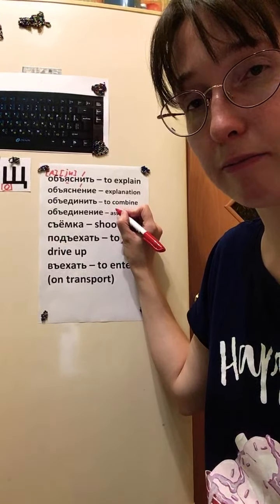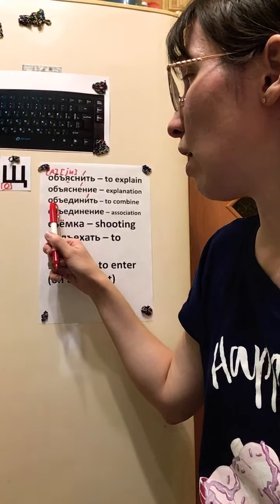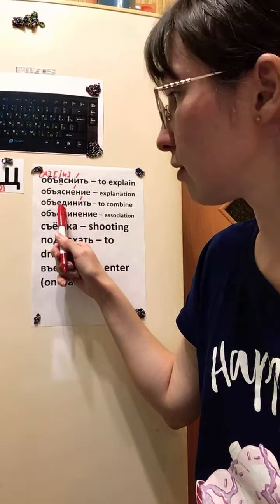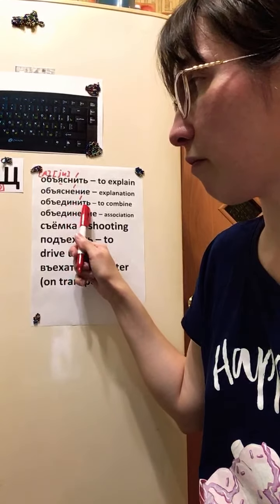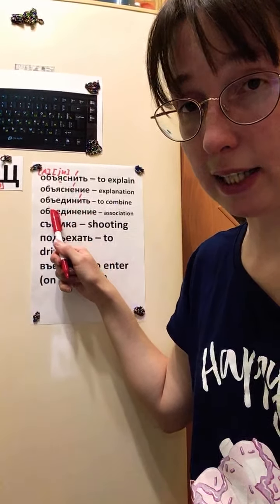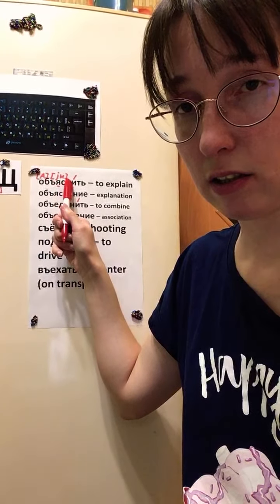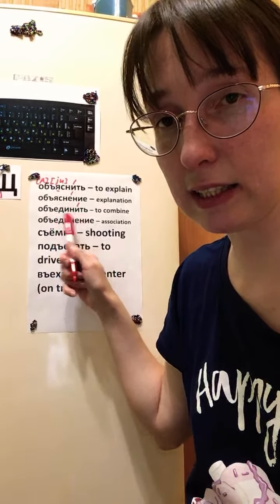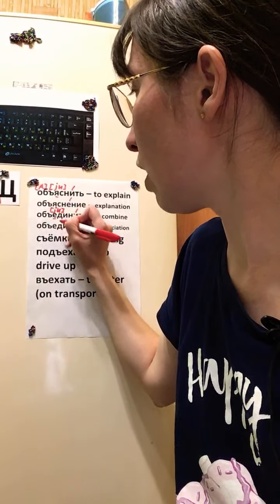To combine. I is stressed. Again, ye is separated. Объединить. But again, when I pronounce it really fast, ye becomes yi. Объединить. Let me write it here. Yi. Объединить.